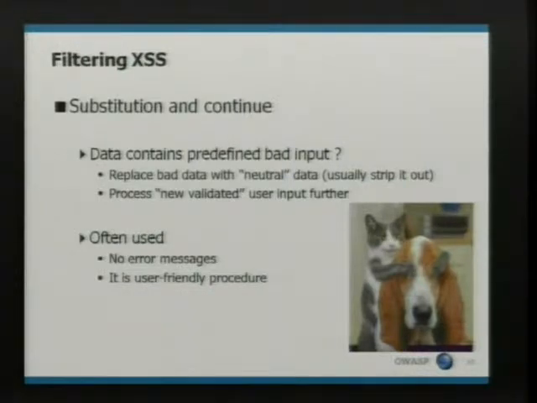The next approach is the substitution and continue approach. If the data contains any predefined bad input, we usually strip it out or replace it with other harmless data. Afterwards, we proceed with the new validated user input further. This is something that usually happens, maybe because it's very user-friendly and because we don't have to care about any error messages. And from the developer's point of view, it's also very simple to handle.